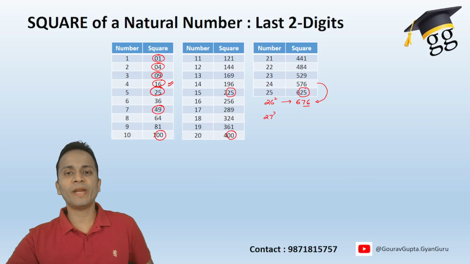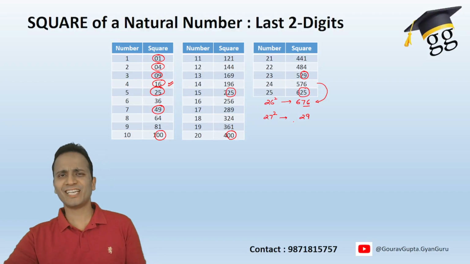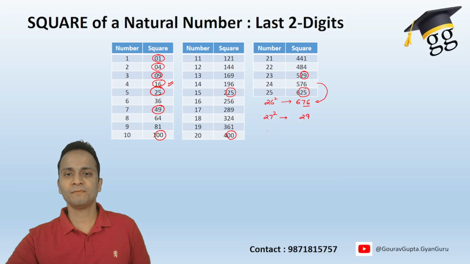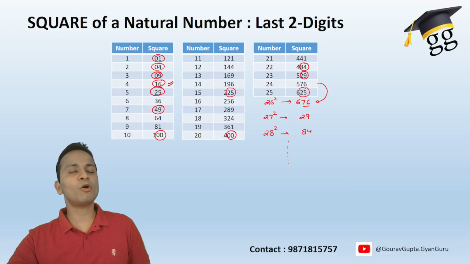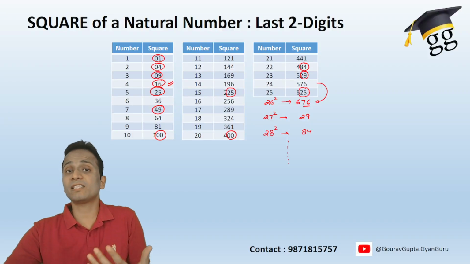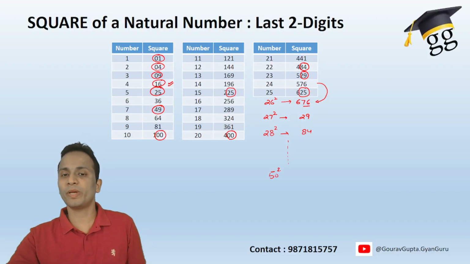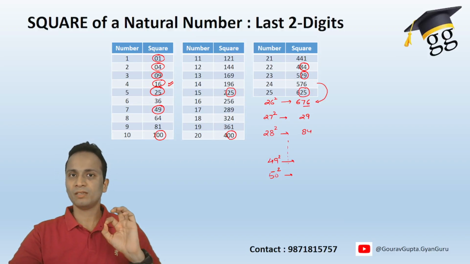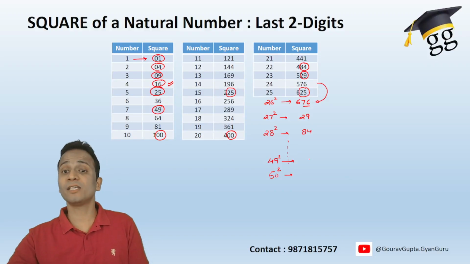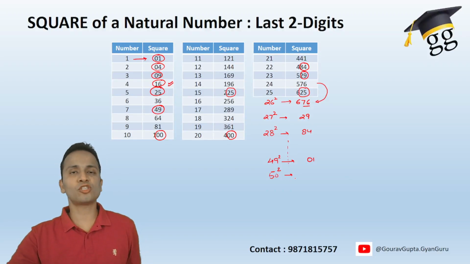Similarly, the last two digits of 27 square will be the same as the last two digits of 23 square, so it will be 29. 27 square is 729, the last two digits being 29. Similarly, the last two digits of 28 square will be the same as those of 22 square, which will be 84. And they will keep on repeating in this reverse order up till 50 square. So the last two digits of 49 square will be the last two digits of 1 square, that is 01. Similarly, the last two digits of 50 square, no need to talk about that, will be 00.